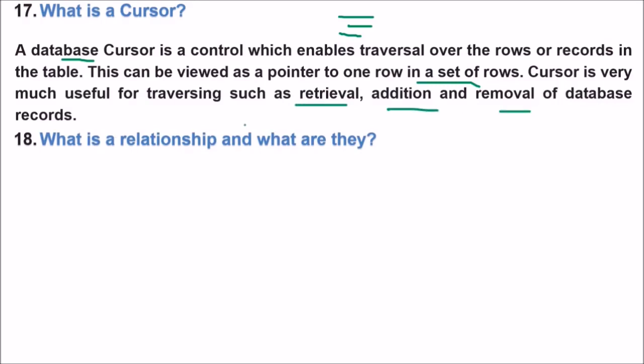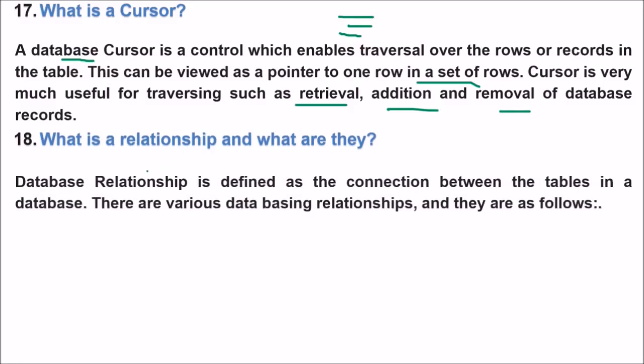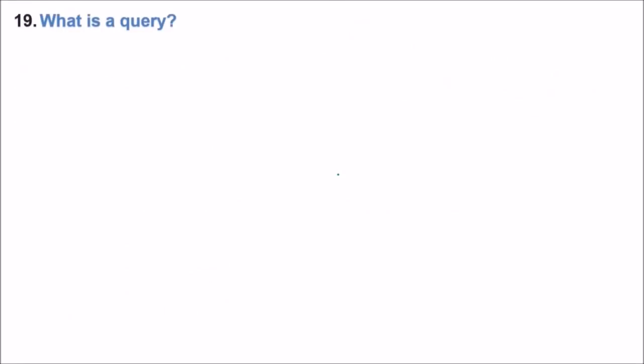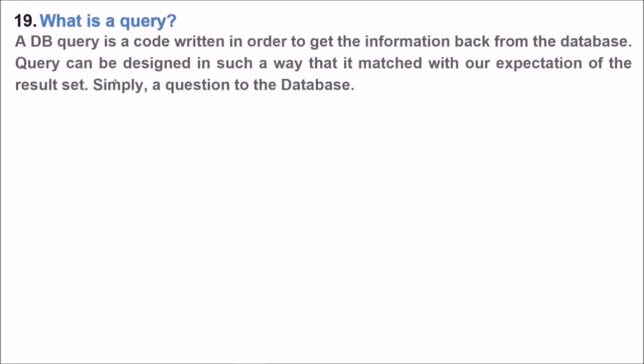What is a relationship and what are they? A relationship is defined as the connection between the tables in a database. There are various database relationships, and these are one-to-one, one-to-many, many-to-one, and self-referencing relationships. Next question is, what is a query?